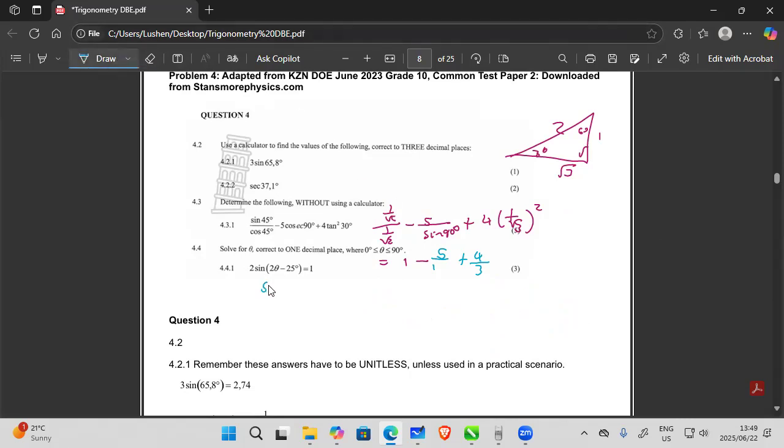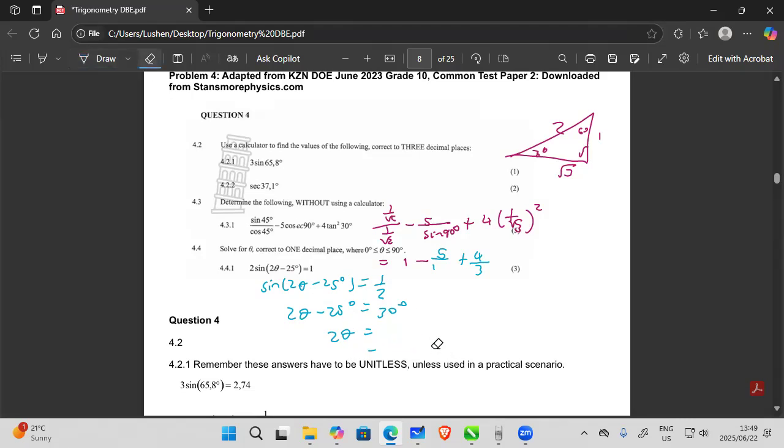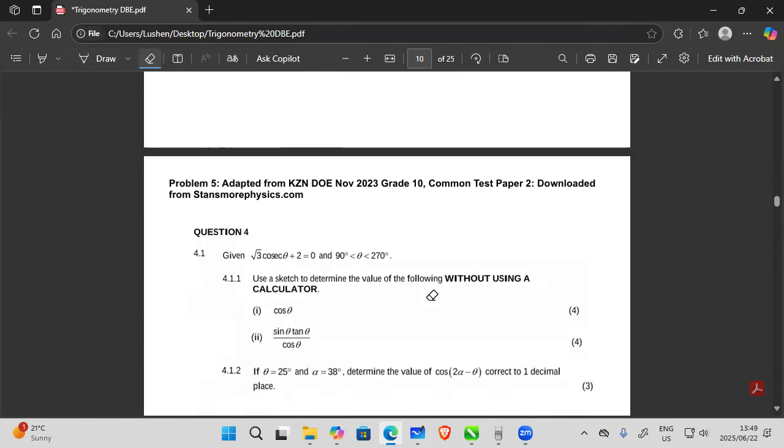So here, it'll be sine of 2 theta minus 25 degrees is equal to half. Take the arcsine on both sides. It'll be 2 theta minus 25 degrees is equal to 30 degrees. 2 theta is equal to 55 degrees. Theta is equal to 55 over 2 degrees. Right, and we solve that there. So that's simple stuff, right? I'm going to go to much more complicated stuff now. Let me just browse through this.